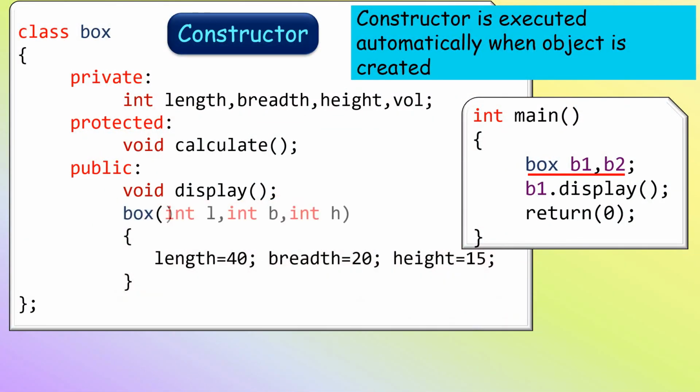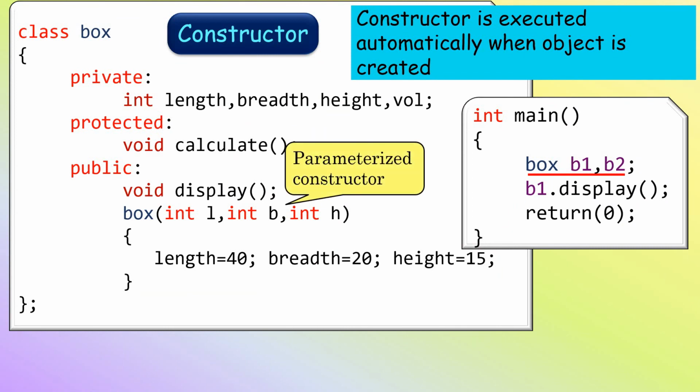Now look at this constructor. It has parameters. It is a parameterized constructor. Int L, int B, int H are the parameters. So the data members length, breadth and height must now be initialized with the parameters L, B and H. When you define a parameterized constructor, then while declaring objects itself, you can pass values to this constructor like this.